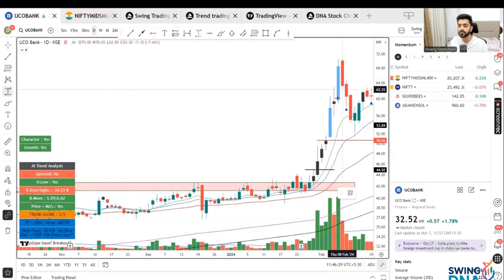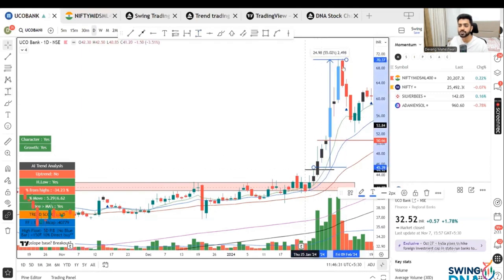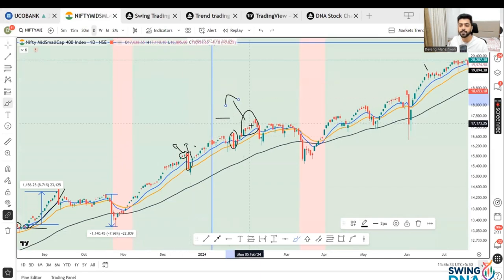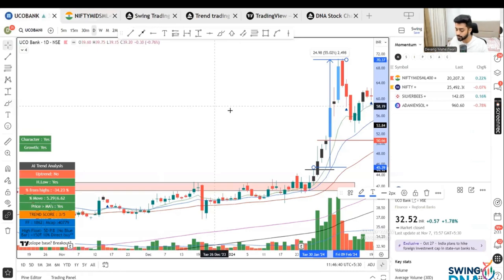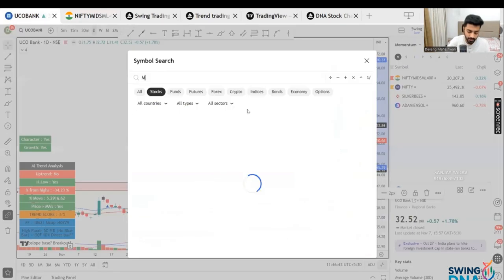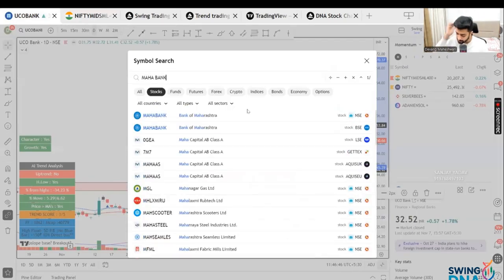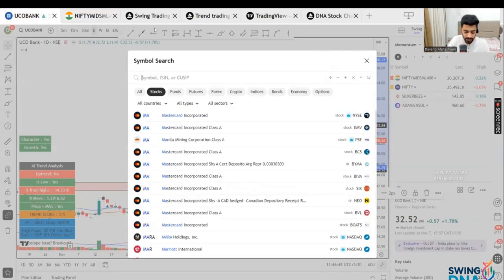Okay, 1, 2, 3, 4, 5, 6 sessions. 6 good sessions, it completed its move. Here, it started moving late. After that, no shakeout was there. Here we have a shakeout in these names. Maharashtra Bank. Or which one was it? DOB, Central Bank.